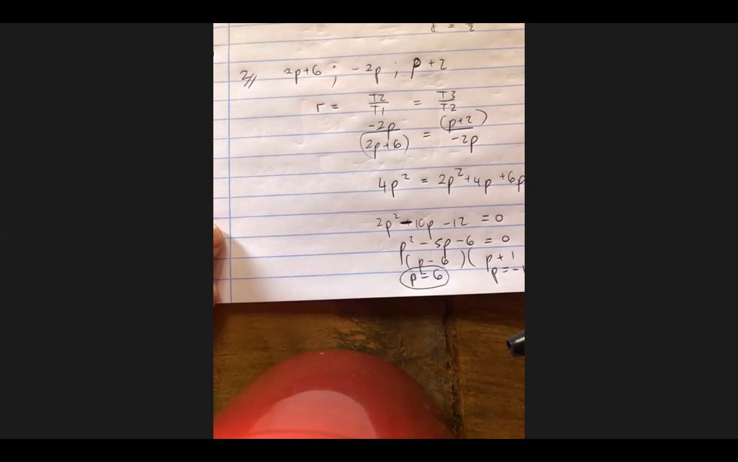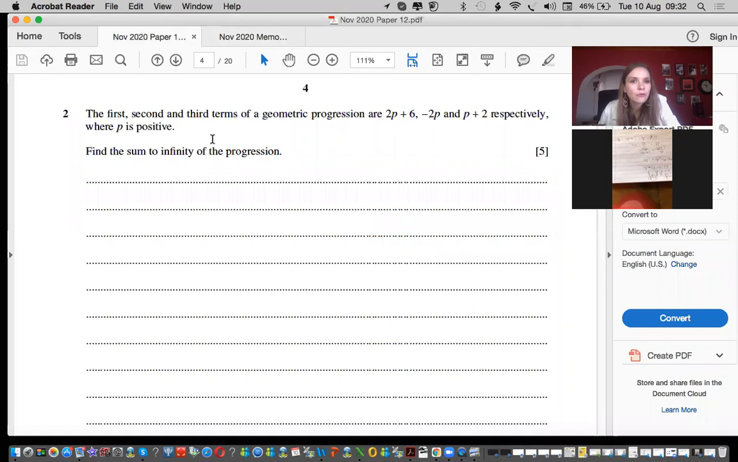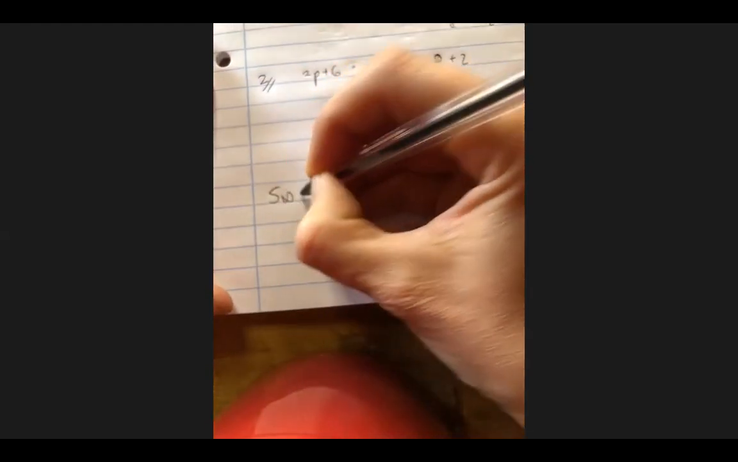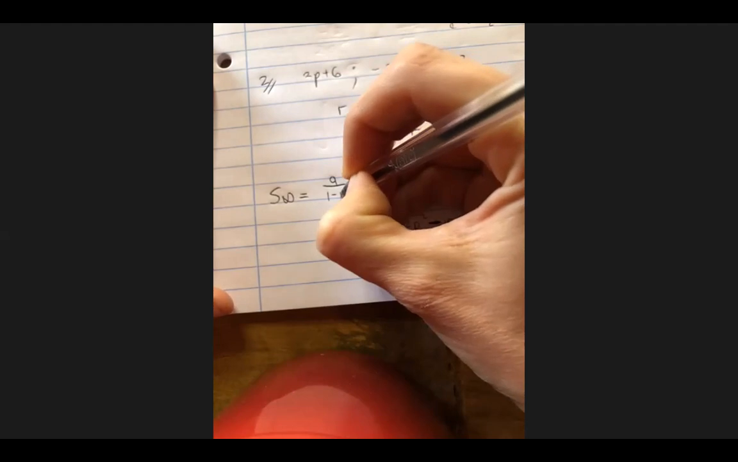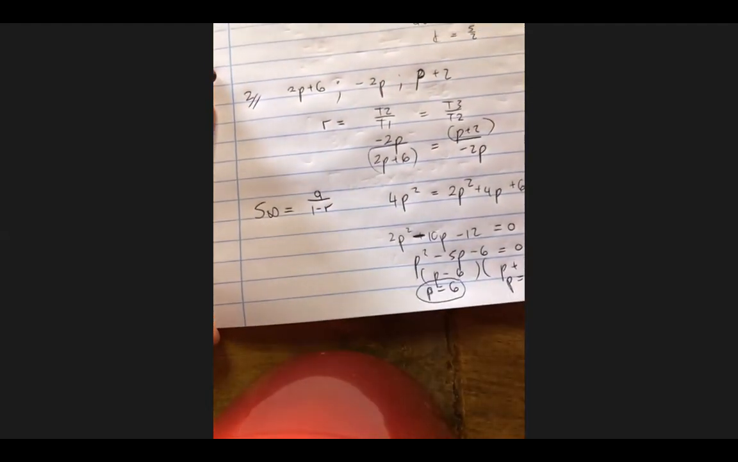Okay, but we're not done yet. I'm going to just find some space here on the side. If P is equal to 6, let us just quickly go back to the question. And also I wanted to check if I'm right. P is equal to 6. Find the sum to infinity of this progression. So if we need to find the sum to infinity, this is on your formula sheet. Sum to infinity equals A over 1 minus R. To remind you, A is first term, R is constant ratio.